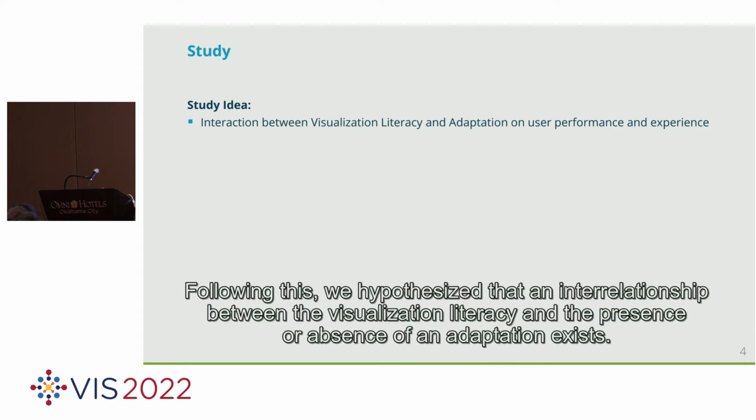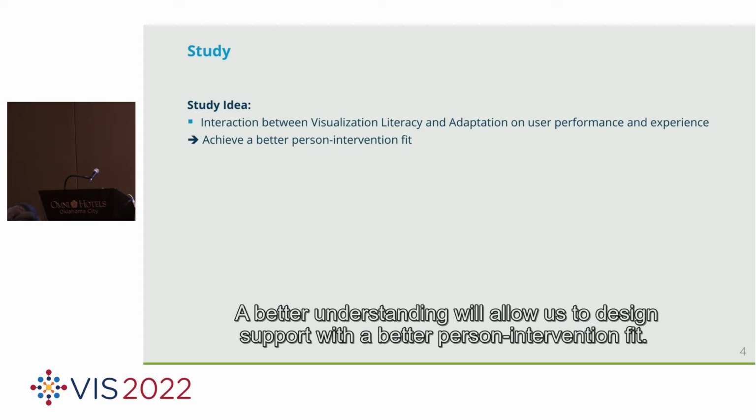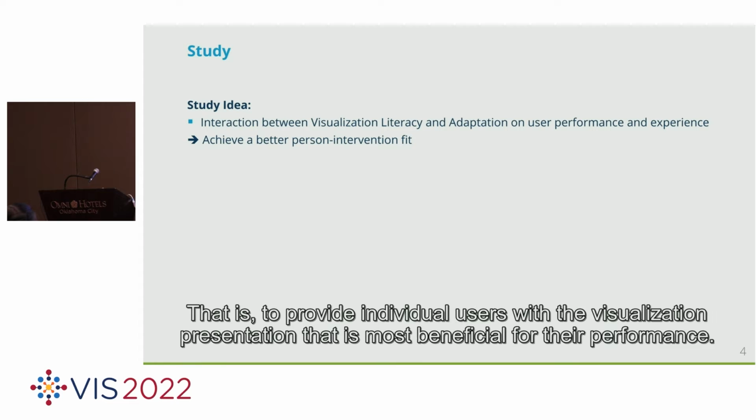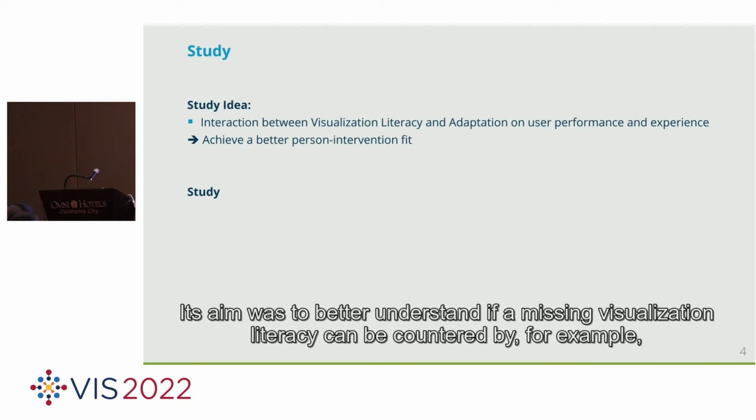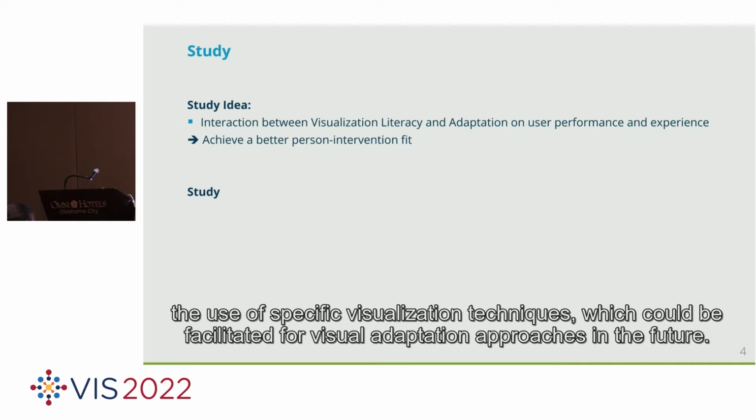Following this, we hypothesized that an interrelationship between the visualization literacy and the presence or absence of an adaptation exists. A better understanding will allow us to design support with a better person-intervention fit. That is, to provide individual users with a visualization presentation that is most beneficial for their performance. To investigate this idea, we conducted a study. Its aim was to better understand if a missing visualization literacy can be countered by, for example, the use of specific visualization techniques, which could be facilitated for visual adaptation approaches in the future.